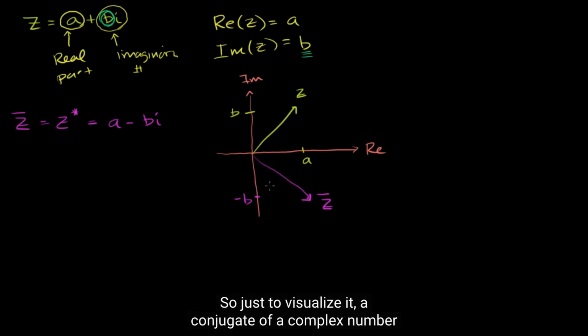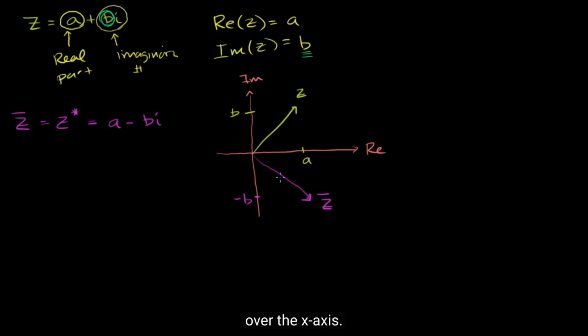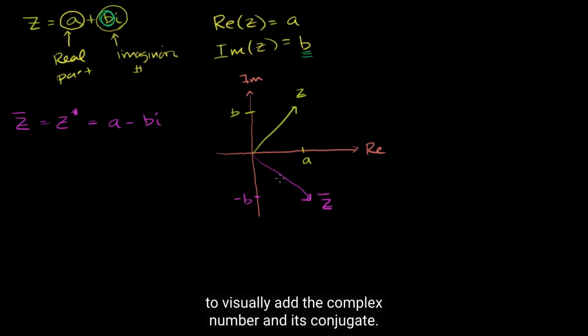So just to visualize it, the conjugate of a complex number is really the mirror image of that complex number reflected over the x-axis. You can imagine if this was a pool of water, we're seeing its reflection over here. And so we can actually look at this to visually add the complex number and its conjugate.